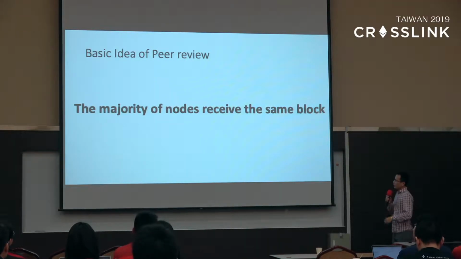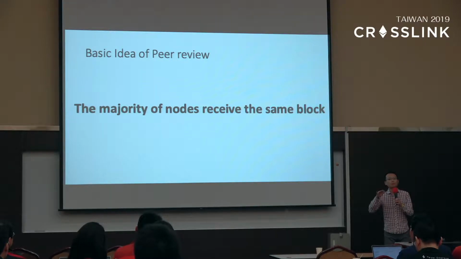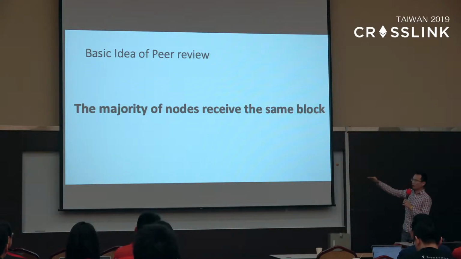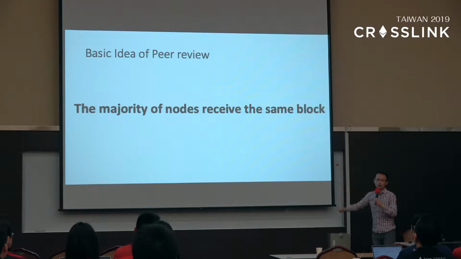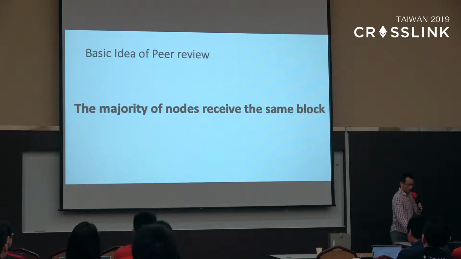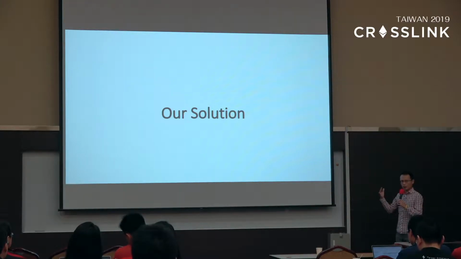Okay, so the basic idea of doing peer review is to make sure that whenever you want to commit a block, you need to first make sure that most of the nodes have the same block. Okay, and after that, you can commit a block. Okay, so far what we've seen are just some standard tricks and ideas that you're going to see in basically every consensus algorithm. So next, I'm going to give you some more details about our design.